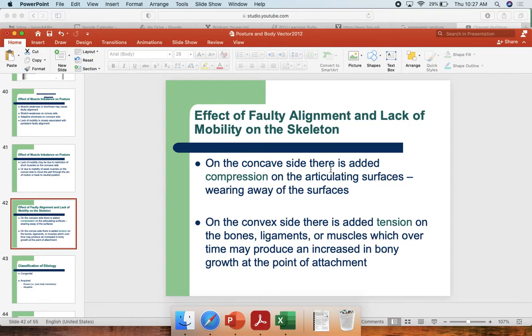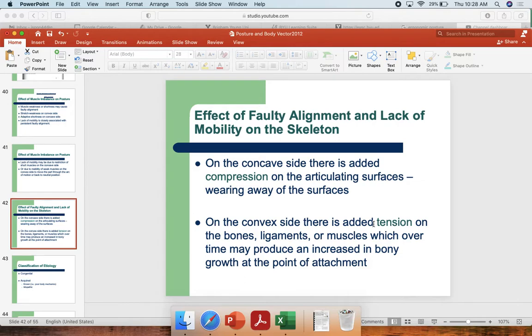If we have a genu varum, and so the medial knee is the concavity, the medial knee is going to experience increased compression compared to the lateral side of the knee. So on the convex side, on that lateral knee, we're going to have stretching, right? That lateral collateral ligament will be stretched.